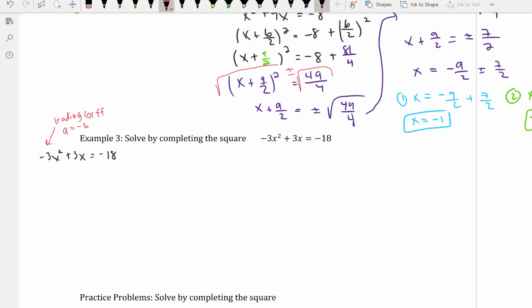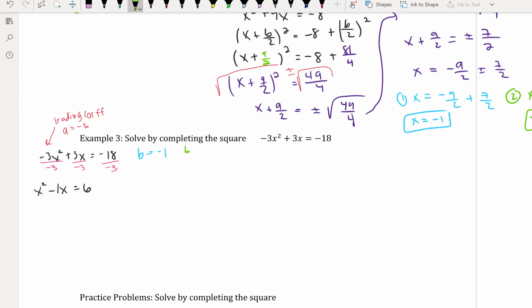So what I'm going to do is divide it out. So divide by negative 3, divide by negative 3, divide by negative 3. So each thing gets divided by negative 3. So I'm going to have x squared minus 1x is equal to, and negative 18 divided by negative 3 is a positive 6. So now I can tell you that my b value is -1.